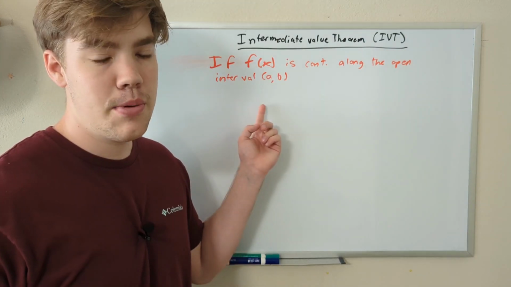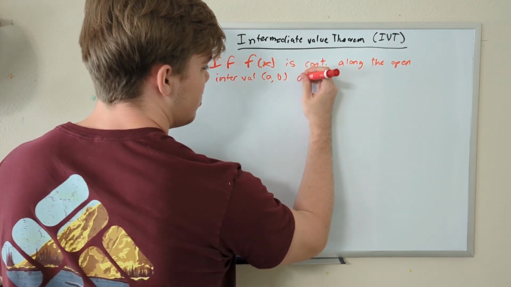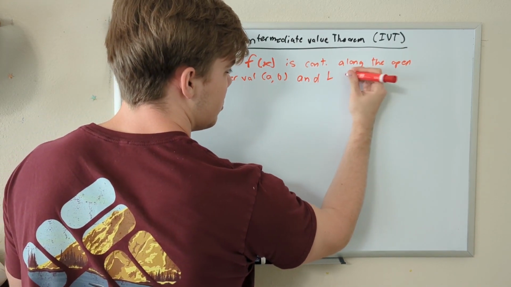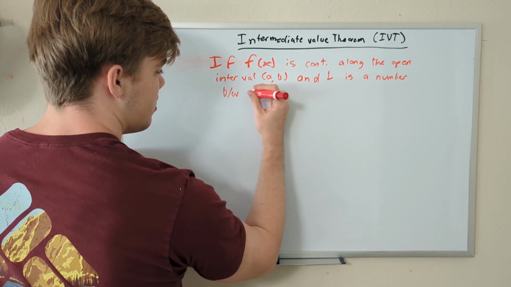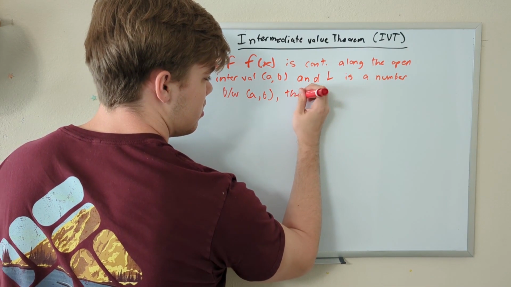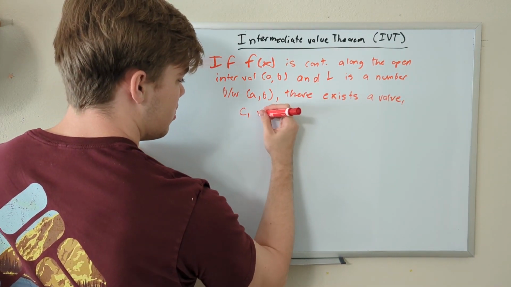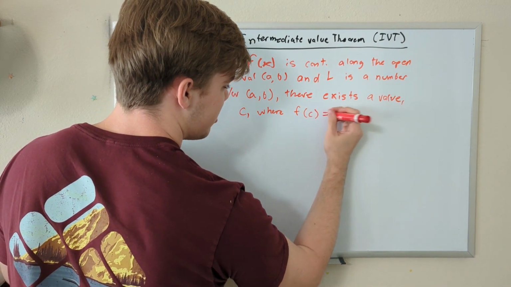interval. We learned about the open interval in my last lesson. If you don't know what that is, check out my past videos. And L, some arbitrary number L, is a number between a, b, this open interval. There exists a value c, denoted as c, where f of c is equal to L.